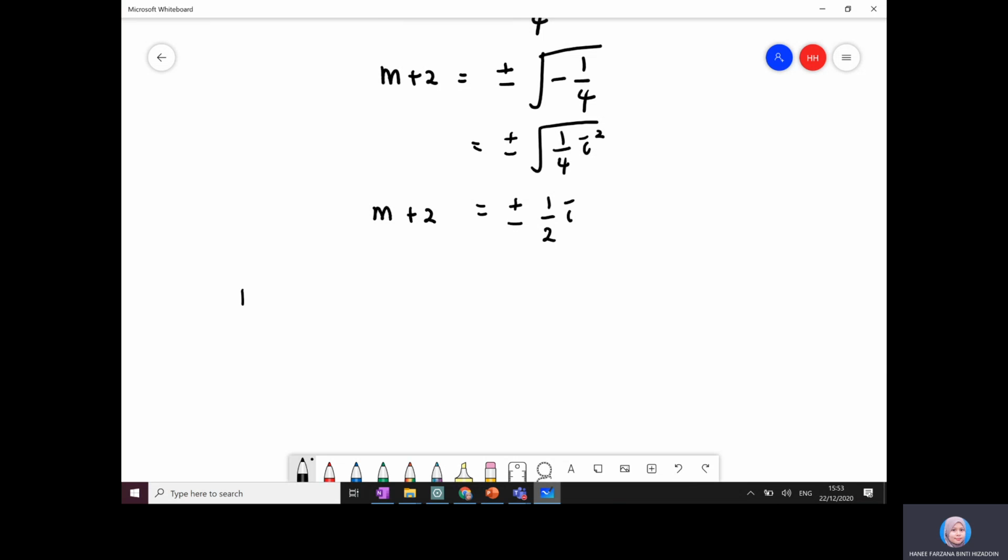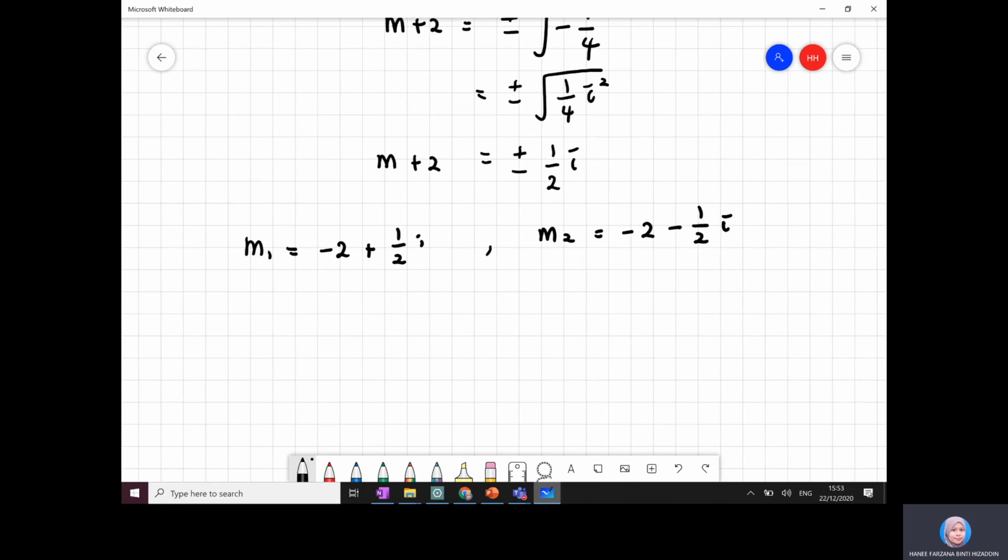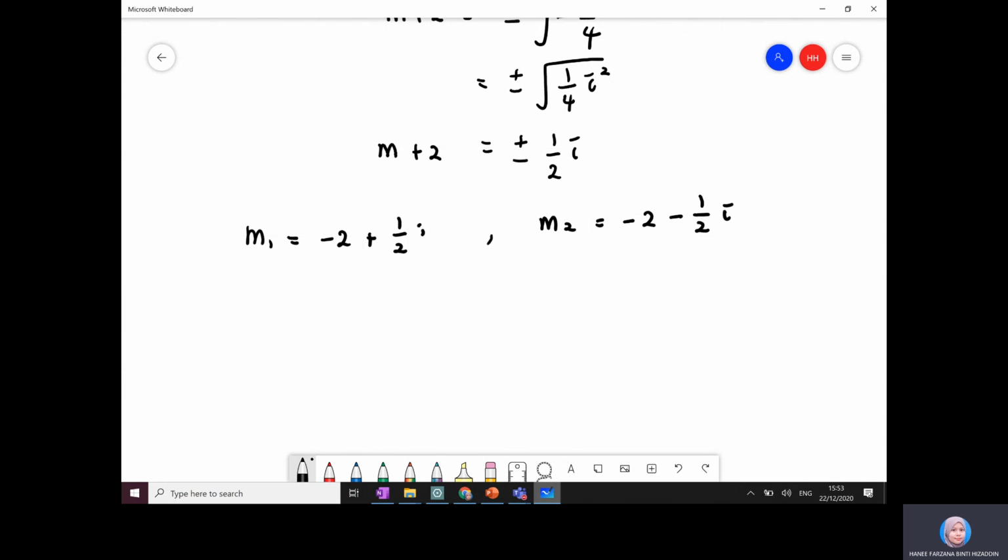Then you can write down m1 is negative 2 plus 1 over 2 i, and m2 equals negative 2 minus 1 over 2 i. So these are your distinct roots, but they are complex numbers. So your y of x is c1 e^(m1 x) plus c2 e^(m2 x), and your values of m1 and m2 are given here, and you put in the numbers.